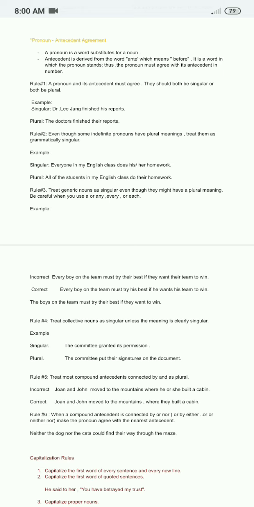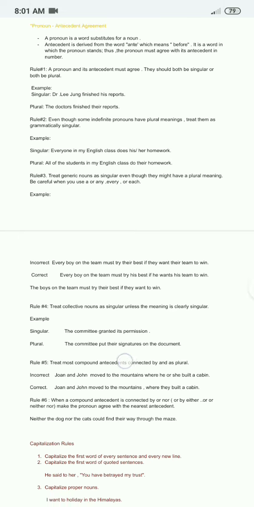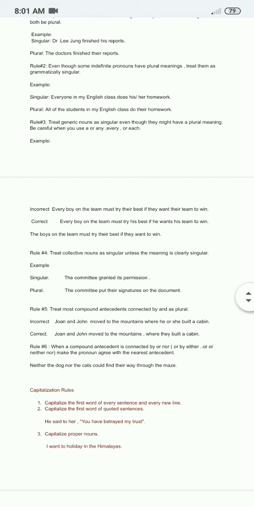Example, singular: Dr. Lee Jong finished his reports. Plural: The doctors finished their reports. Rule number 2: even though some indefinite pronouns have plural meanings, treat them as grammatically singular. Example, singular: Everyone in my English class does his or her homework. Plural: All of the students in my English class do their homework.